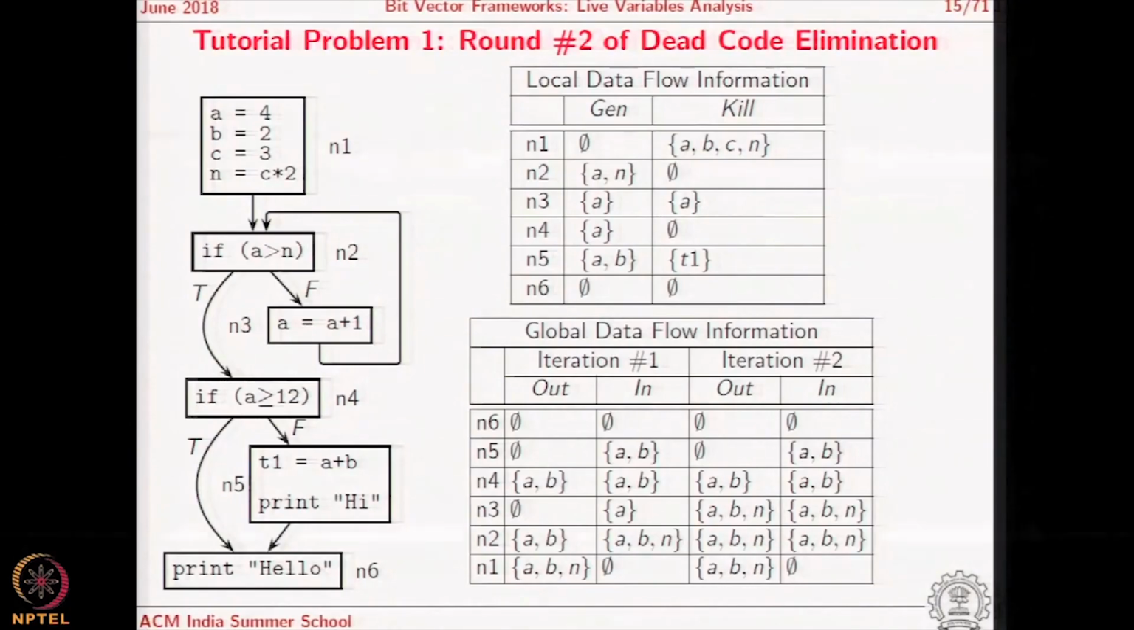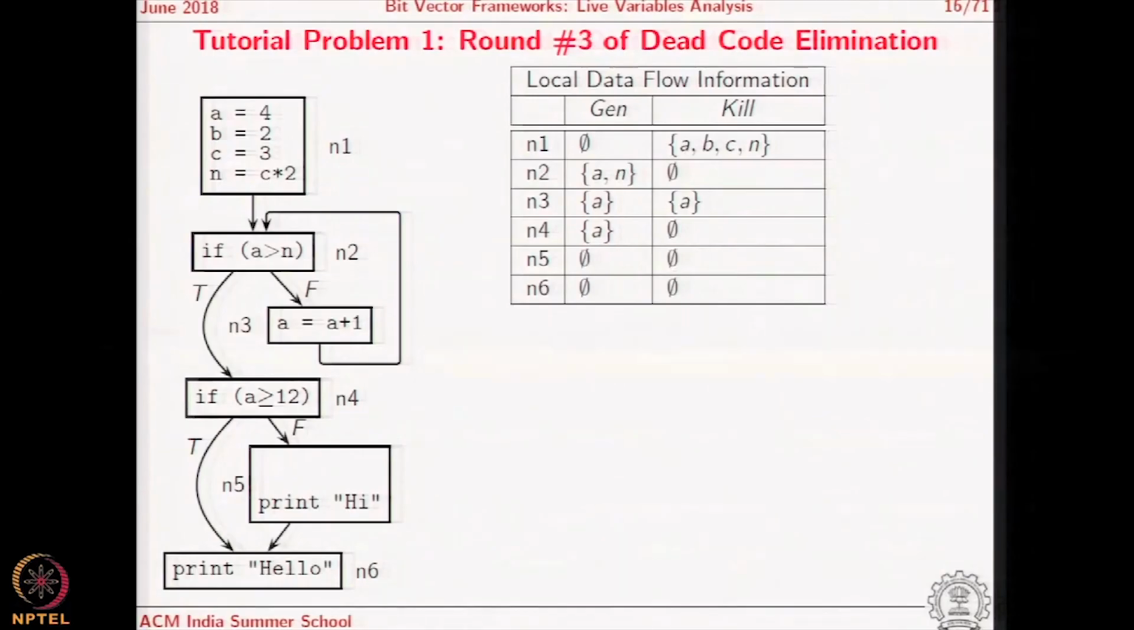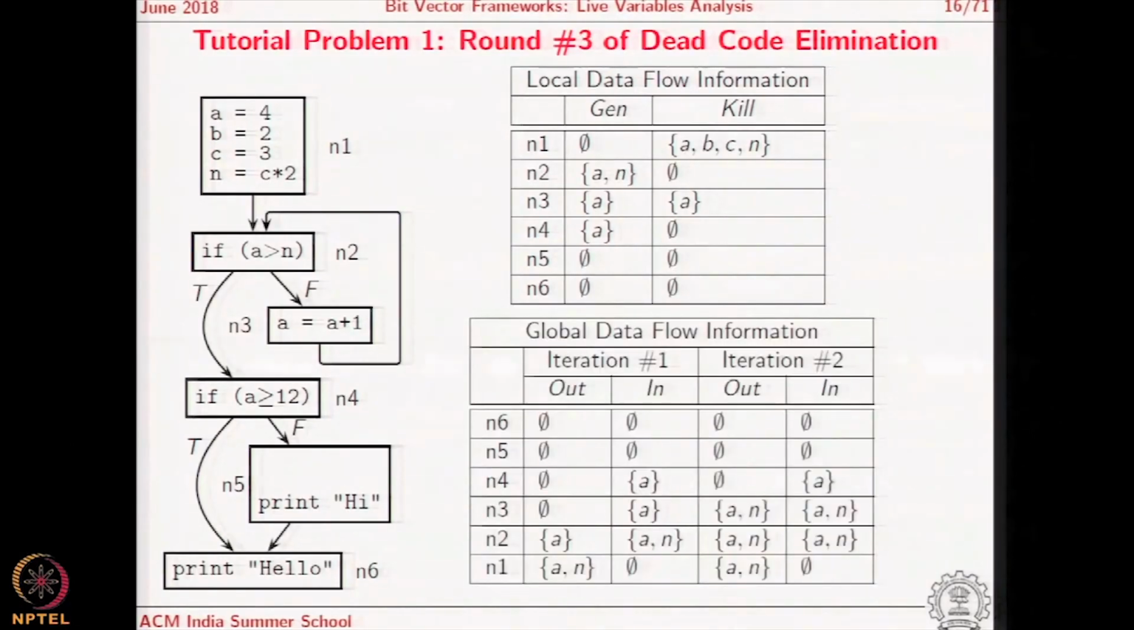Now, we can further do it. We observe once again that the out of N5 is still empty, and we are computing T1 equal to A plus B. This value of T1 is not required. So, we can delete this statement as well, and we can once again recompute the value, and this is the result that we get.